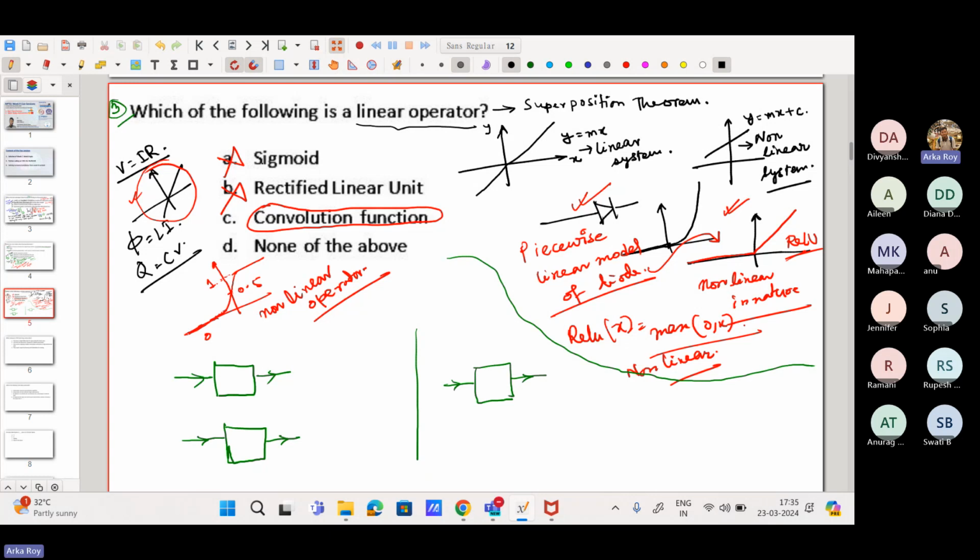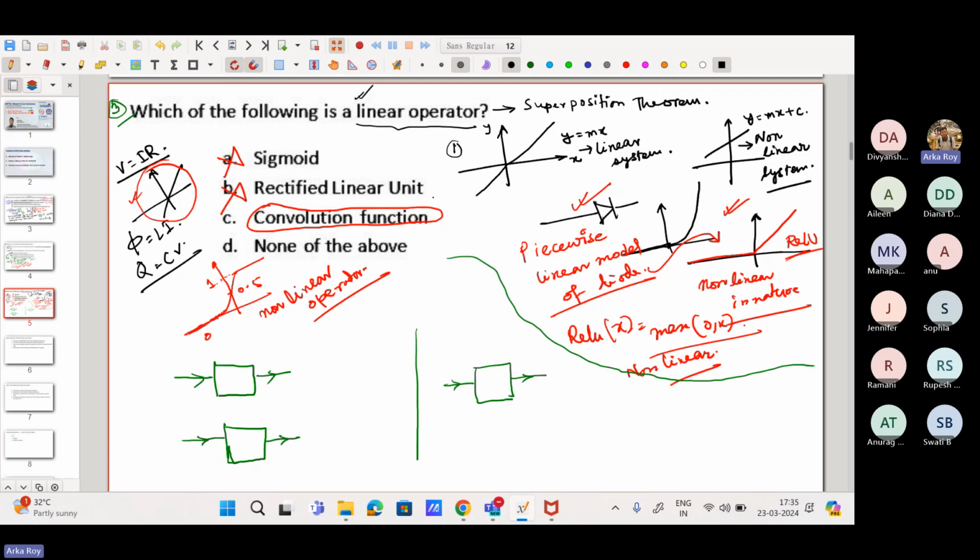For questions like these, if linearity is concerned, either you have to check whether the response is a straight line passing through the origin or not. This is one way. Otherwise, you have to check whether the system obeys the superposition theorem or not. So these are the two conditions.